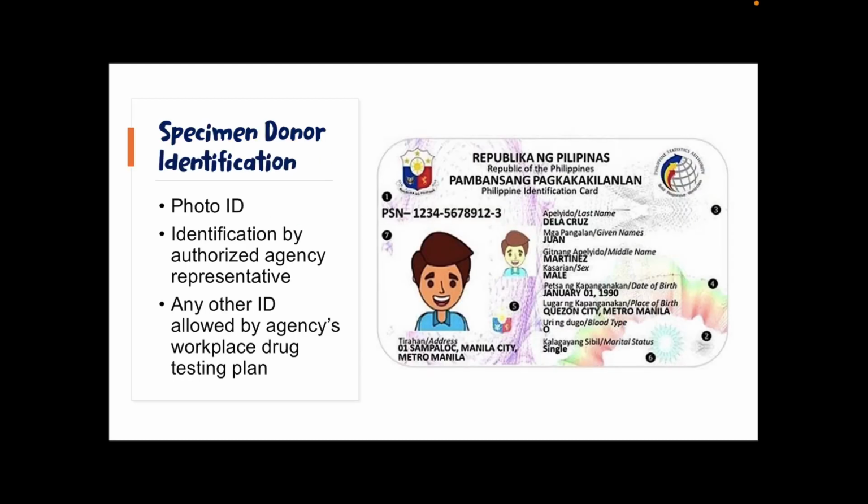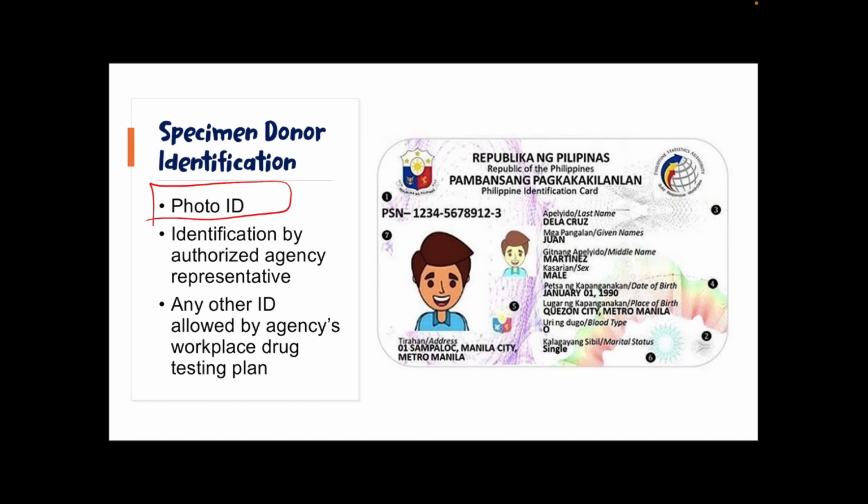So for the verification of the identity of the donor, the donor is required to present an ID to the collector before specimen collection and drug tests are conducted, and it must be a valid photo ID containing the pertinent information of the donor, and those ID cards without pictures are not acceptable. So it must be a photo ID.